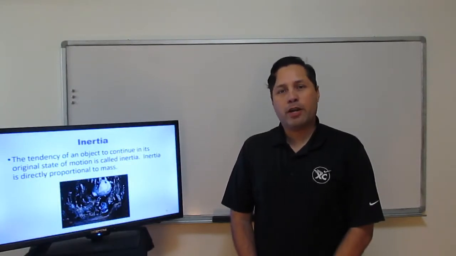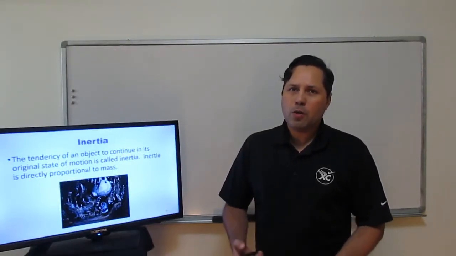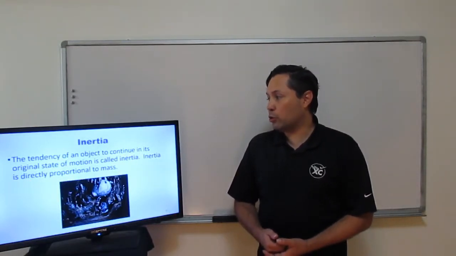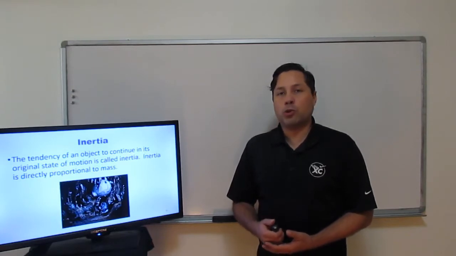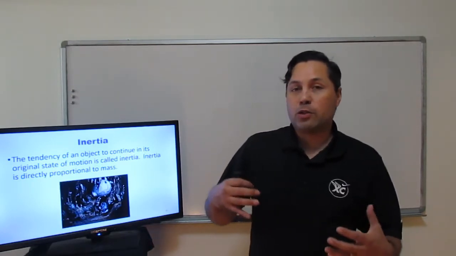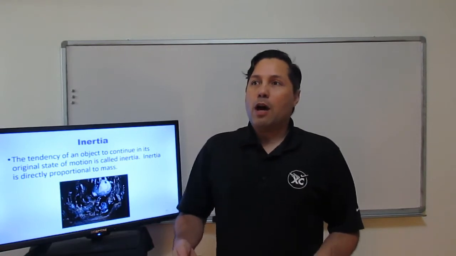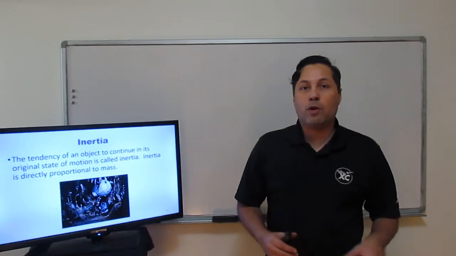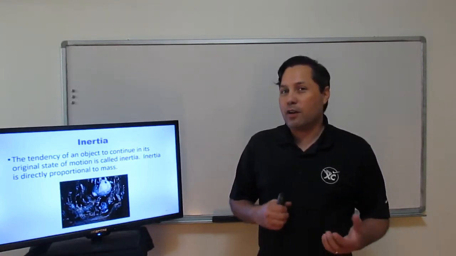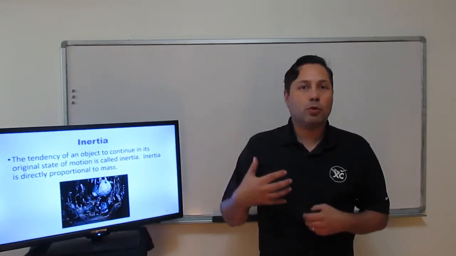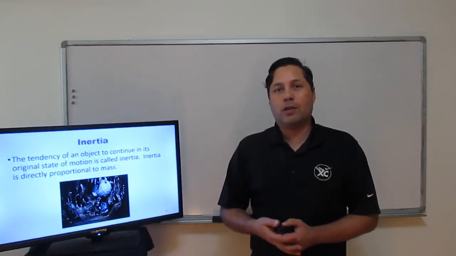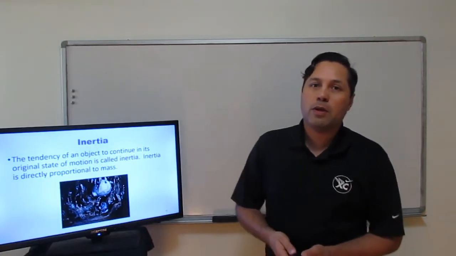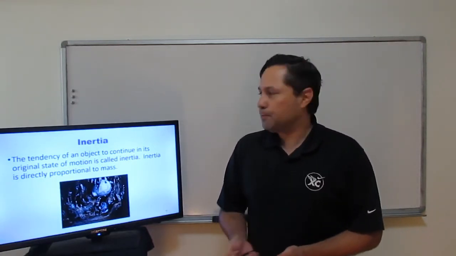Up next, we're going to go ahead and introduce the topic of inertia. What is inertia? The tendency of an object to continue in its original state of motion is called inertia. Inertia is directly proportional to the mass. So the more mass an object has, the more inertia it will have. So let's say this giant boulder, it takes a lot of force to get it to start moving. But once it starts moving, it's going to take a lot of force to get it to stop. Even if it's rolling slowly, it's going to be very difficult to get it to stop because it has a lot of mass. By the way, this picture comes from the scene from Raiders of the Lost Ark.